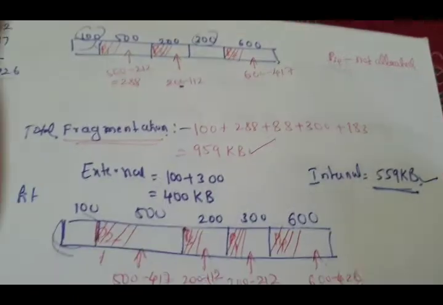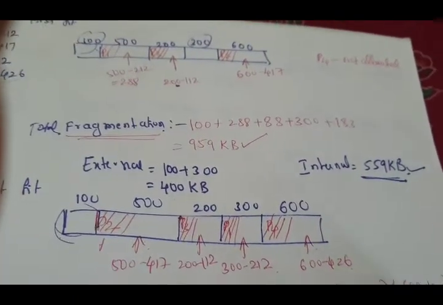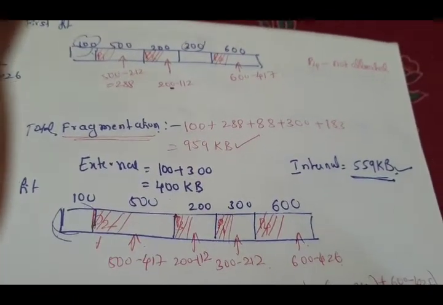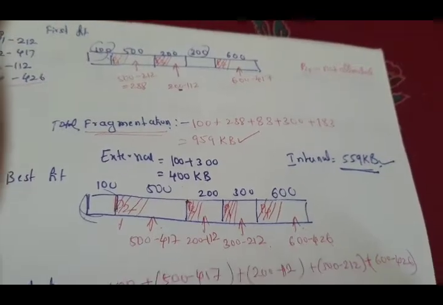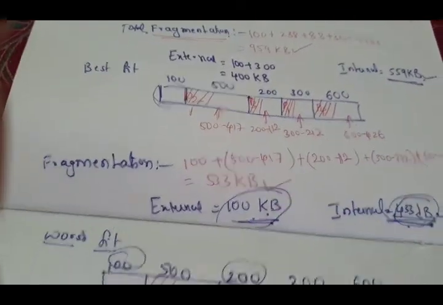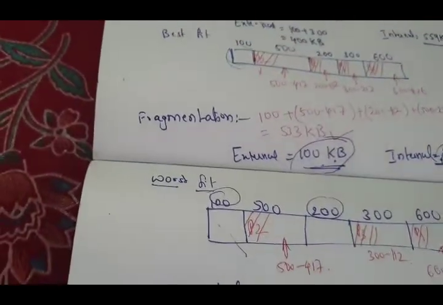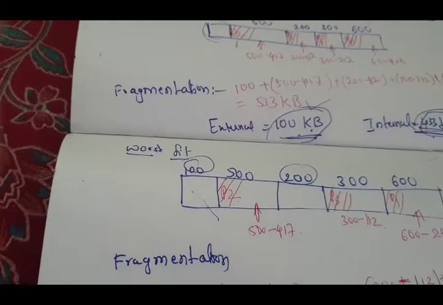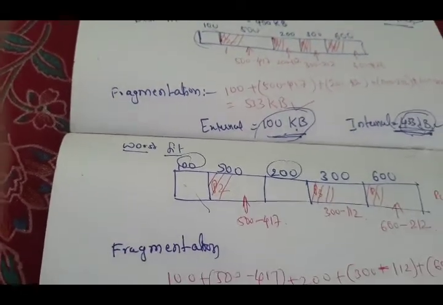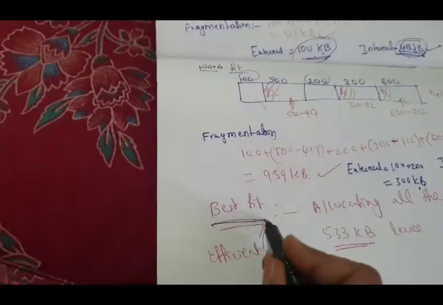So when you look at the internal fragmentation, that is also lesser in the case of best fit. That's why we can say best fit is the most efficient algorithm, taking external and internal fragmentation individually, as well as having a look at the total fragmentation. That's why best fit is the most efficient algorithm. Thank you.